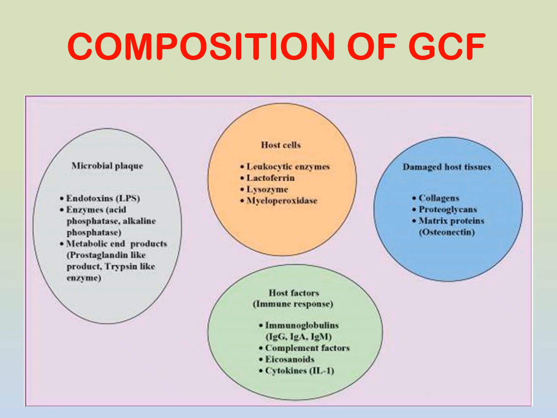So coming to the composition of GCF, it mainly comprises microbial plaque, which consists of endotoxins like LPS, enzymes like acid phosphatase, alkaline phosphatase, and metabolic end products like prostaglandin-like products and trypsin-like enzymes. Then come the host cells, which consist of leukocytic enzymes, lactoferrin, lysozyme, myeloperoxidase. Then we have damaged host tissues, which comprise collagen, proteoglycans and matrix proteins. And next come the host factors, which play a key role in the immune response, consisting of immunoglobulins, complement factors, eicosanoids and cytokines.